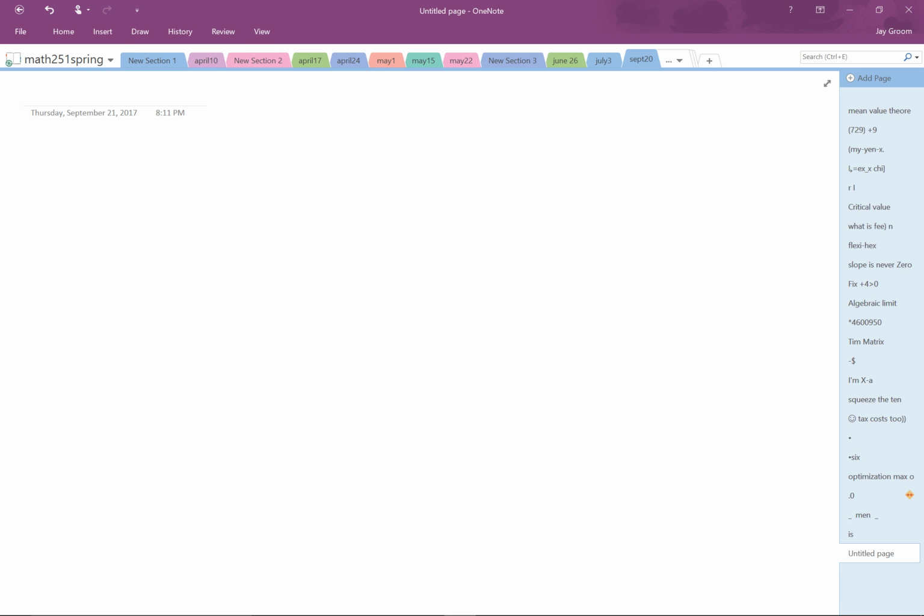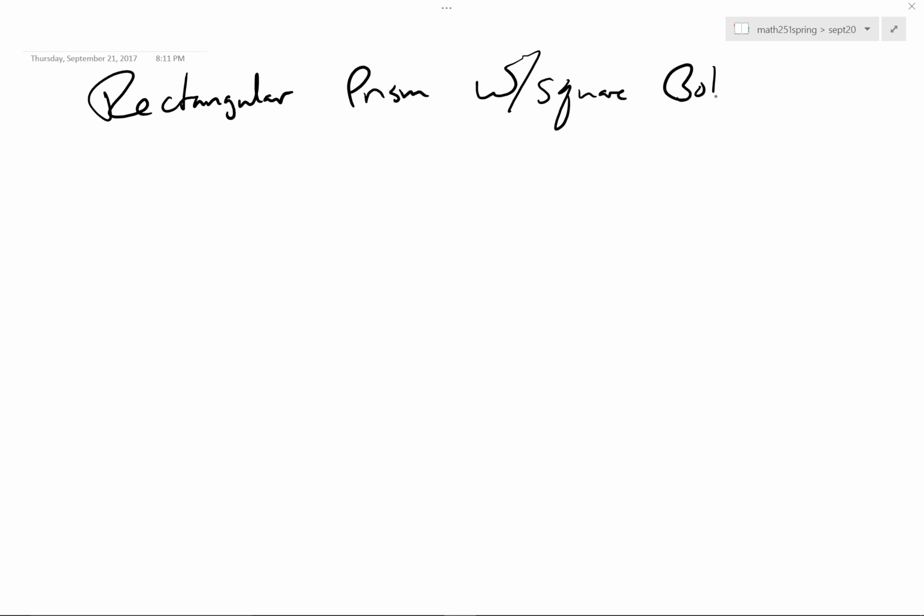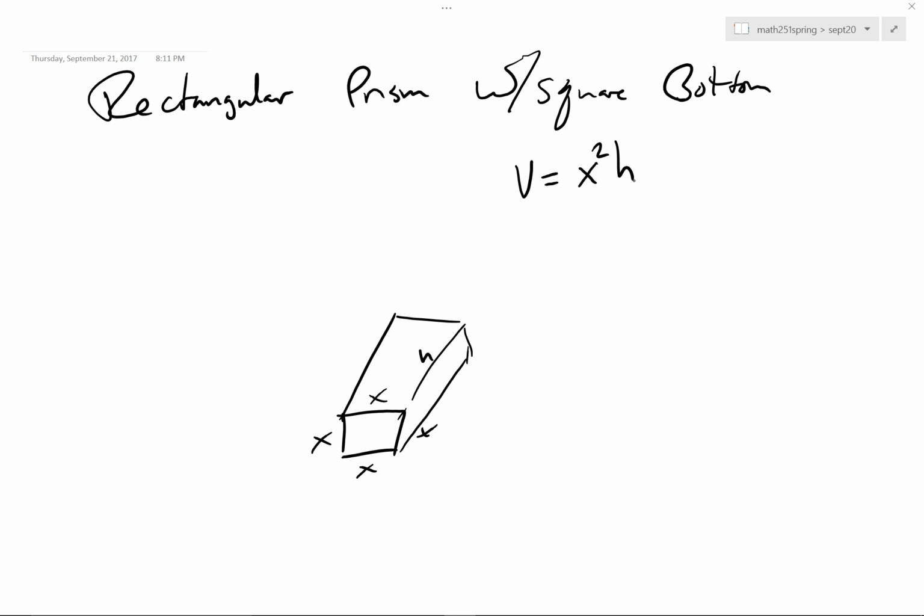You know, there's some other ones that are kind of fun to do. Suppose you have a rectangular prism, which is just a fancy way of saying a box, with a square bottom. So, x, x, x, x, right? Now, I guess I drew it laying down. There's a reason I teach math and not art. So, your volume here is x squared times h, yes?